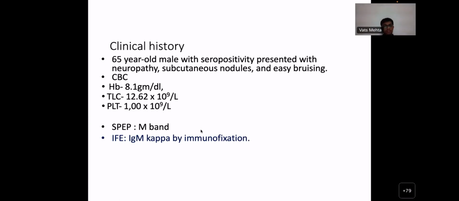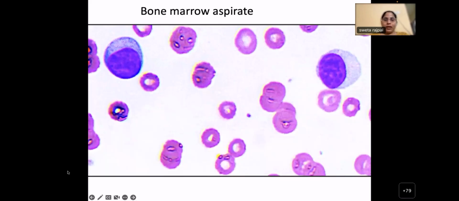Right. So we have a 65-year-old male with seropositivity and some neuropathy kind of picture, anemia in the patient, mild raise in leukocyte count, and an M band in serum protein electrophoresis, which is clonal by immunofixation, right? So what do we see in the bone marrow aspirate morphology here? Ayushi?